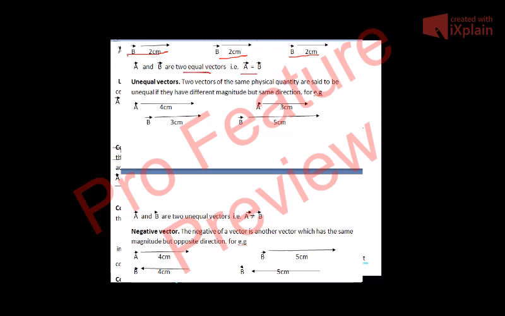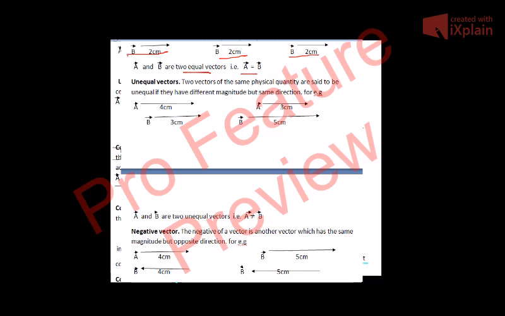You can see it from the figure. A and B have the same magnitude, that is 2 centimeters, and the same direction, but different origins. So A and B are equal. They can have the same origin or different origins, but they must have the same magnitude and same direction. Then A and B are called equal vectors, and equal vectors are represented as A is equal to B.